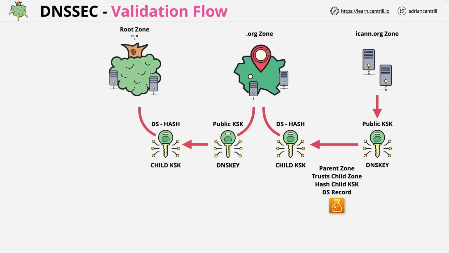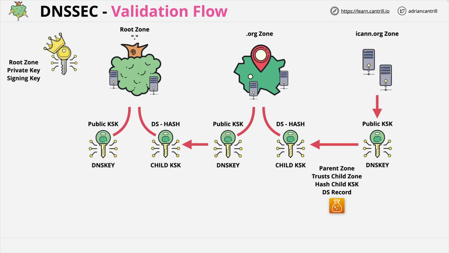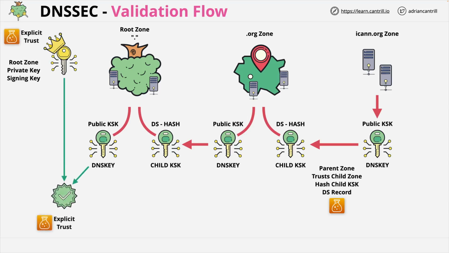and the .org zone is trusted because a hash of this key is stored in the corresponding DS record in the root zone. At the DNS root zone level, we hit a problem because there's no parent zone to provide this trust. The root zone has a public key signing key, and this and the corresponding private root key signing key are explicitly trusted. I'll talk about how this explicit trust works and what happens in the video dedicated to the key signing ceremony, but at this stage just take it as fact that the root key signing keys are trusted explicitly.